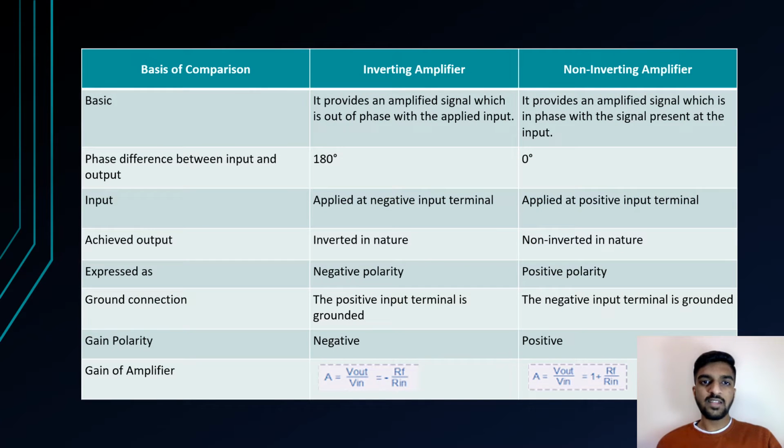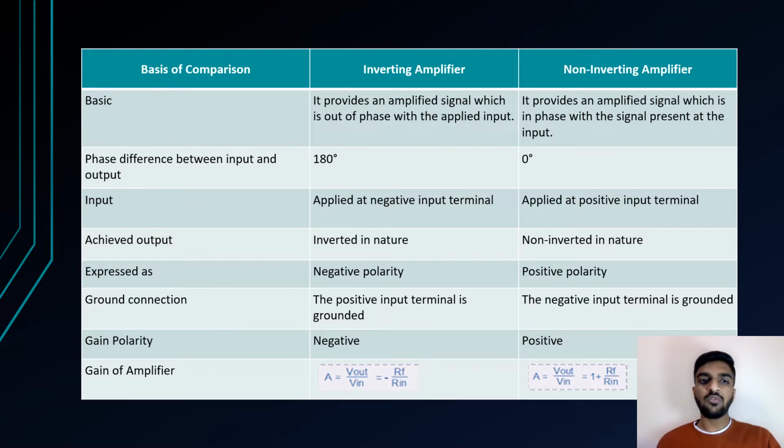In this slide, let us take a look at the differences between an inverting amplifier and a non-inverting amplifier. First, let us look at the basics. An inverting amplifier provides an amplified signal which is out of phase with the applied input, whereas a non-inverting amplifier provides an amplified signal which is in phase with the signal present at the input. Next, we'll see the phase difference between the input and the output. In an inverting amplifier, the phase difference is 180 degrees, whereas in a non-inverting amplifier, it is 0 degrees.